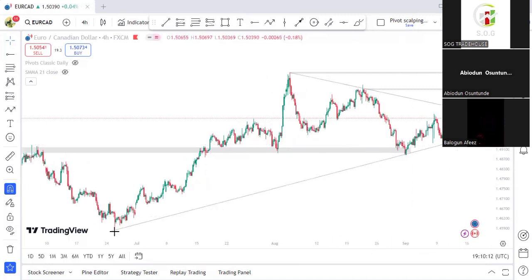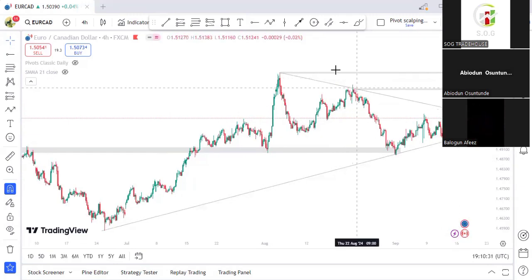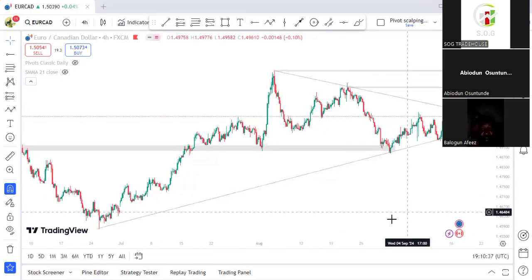So we've got the first touch, the second touch, and the third touch of the trend line. So what are we waiting for? We are waiting for a retracement back to this trend line to get a candlestick pattern and continue with the buy move to the upside. And this will be our TP1 and this will be our TP2, and our final take profit will be this high over here. So this is my analysis on EURCAD.